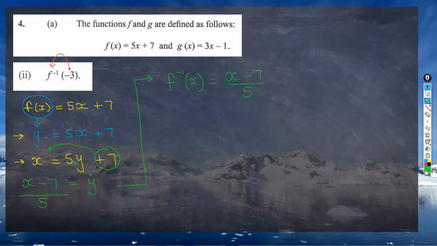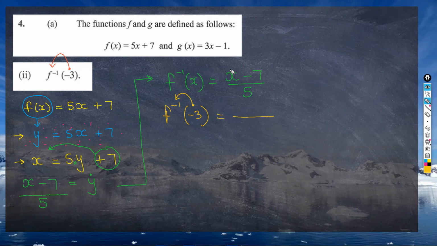So now the examiner wants us to find what? f inverse of minus 3. Well, great. We can take minus 3 now and throw it into f inverse because we have f inverse. This x here gets replaced with minus 3.